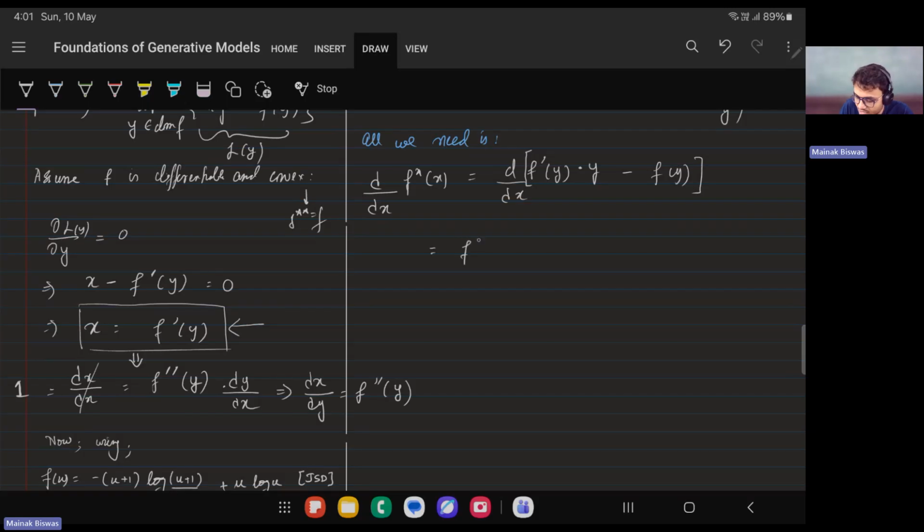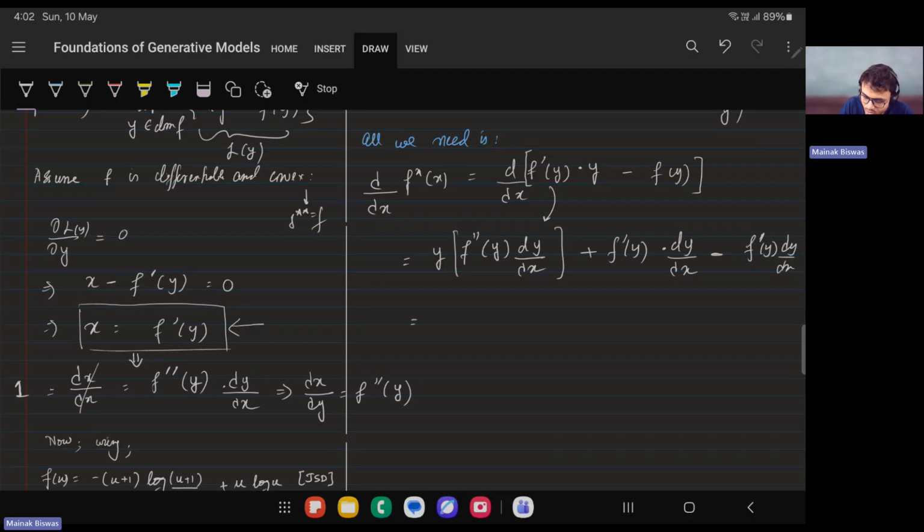And what do I see? I see f double dash y, first the UV rule, into dy/dx. This is the derivative of this function into y plus f dash y into, this is so interesting. This is just basic 101 calculus, but it's so nice to do this. So we'll have df/dx or f dash y dy/dx. So this is what I have.